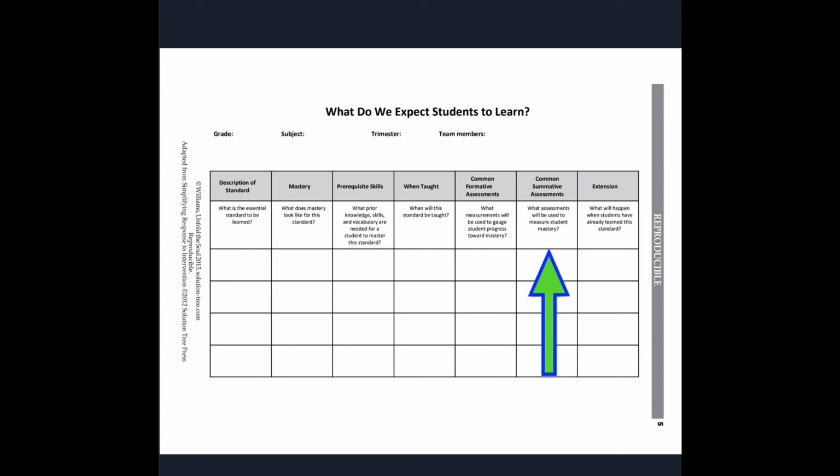The next column speaks to common summative assessments. Much the same. The difference is the common summative assessment is typically the one that comes at the end of the learning. And then the last column is the extension column. And that's where you're asking the question, what will happen when students have already learned the standard? You want to come in on the front end knowing what you're going to do for students who learn specific content sooner than other students.